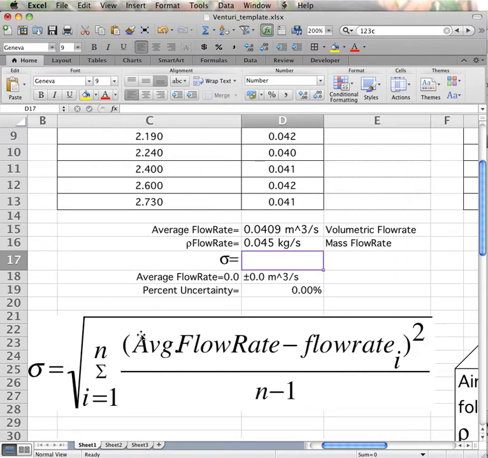We take the square root, hold on to your hat, of the average flow rate minus each individual flow rate. When we take the average minus the first flow rate, we square it. And then the sigma here says add to that square the average flow rate minus the next flow rate squared. When we do that from i equals 1 to n, where n is the number of data points, then once we have that sum, we divide by n minus 1, the number of data points minus 1.